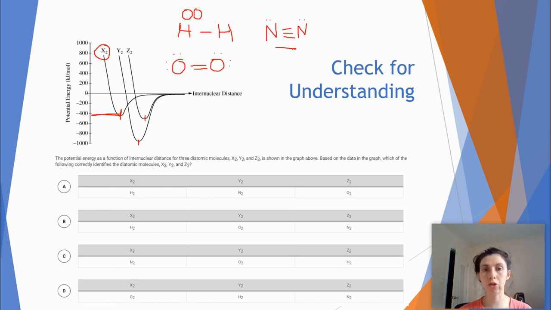So we know that nitrogen as a triple bond is going to have a much stronger attraction. It's going to take way more energy to pull apart these nitrogens, so it will have a lower potential energy, or a more negative potential energy, than oxygen. So the correct answer is A.